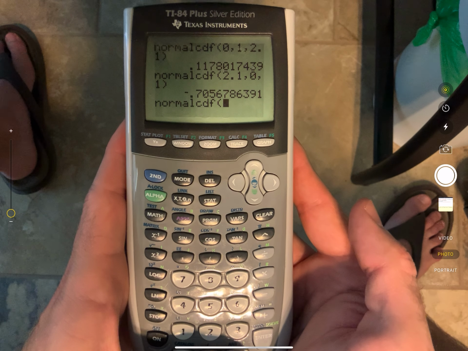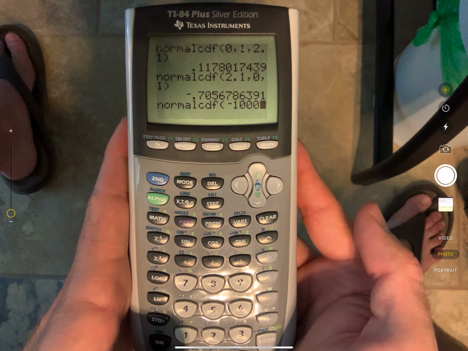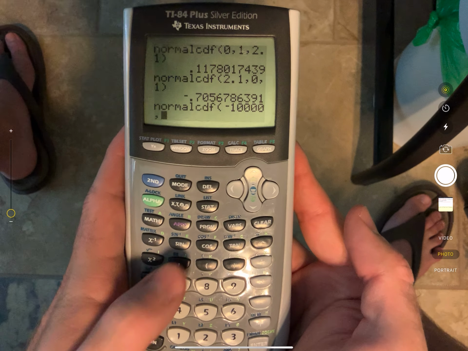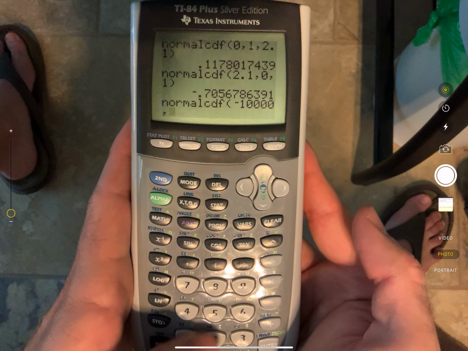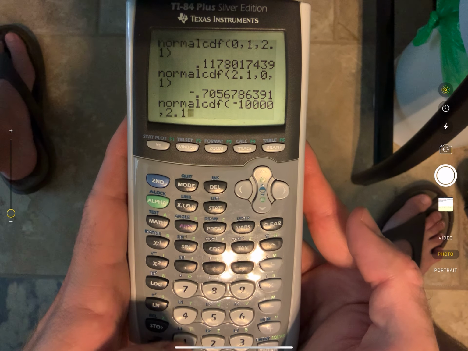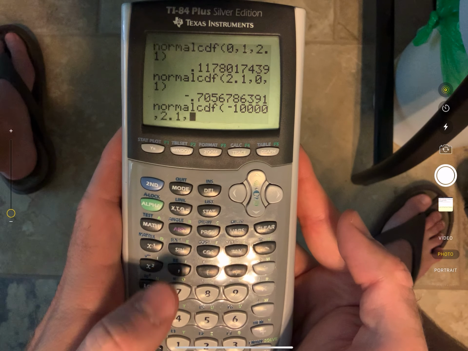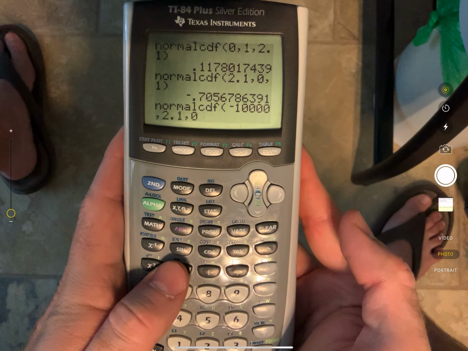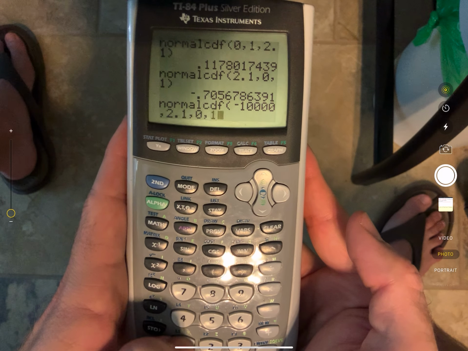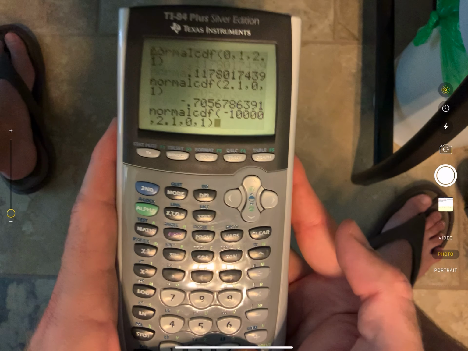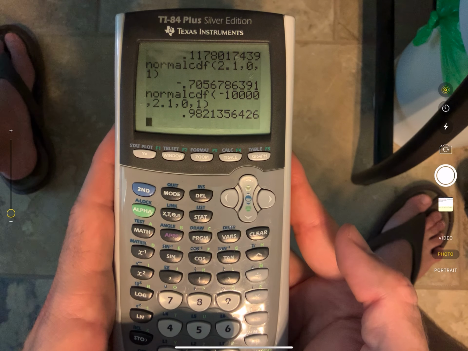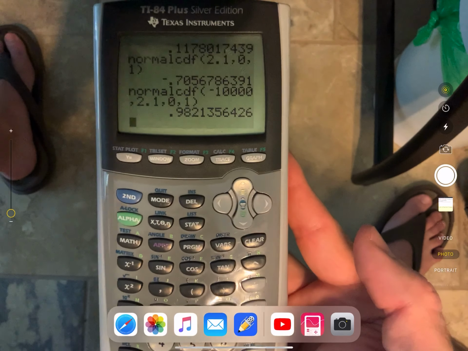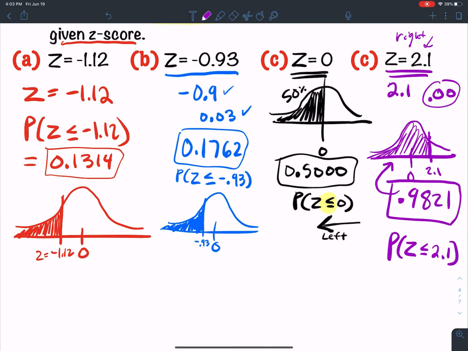And so a lower bound, let's do negative 10,000. And I'm going to put a comma. And I'm going to put, I guess, the 2.1 that I did just a little bit ago. I'll put a comma, 0 for the mean, and then 1 for standard deviation, and close it. And I hit enter, and I get the 0.9821. And I think that's what I wanted. Okay, the 0.9821, yeah. Okay, cool.